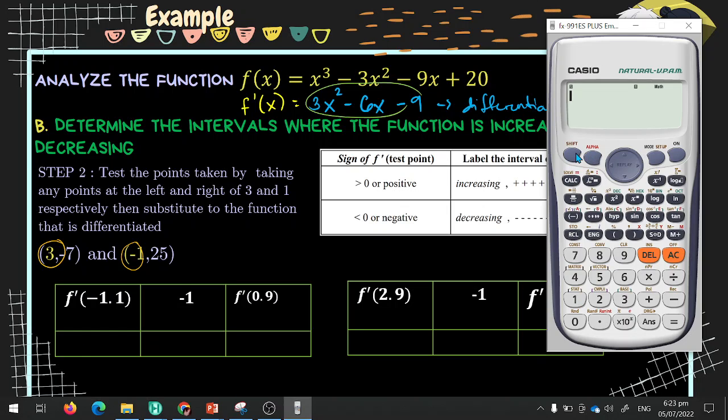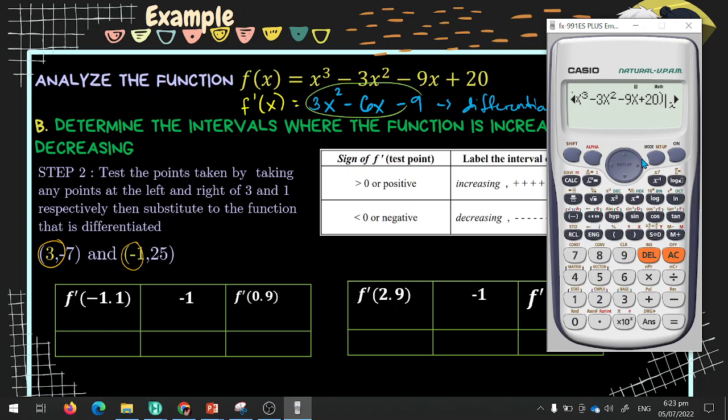You click shift, then this sign. Again, click shift, then this sign. Then shift, and this one. Then type the function, x cube, our original function, minus 3 alpha x squared minus 9 alpha x. That's in parentheses. Then plus 20.